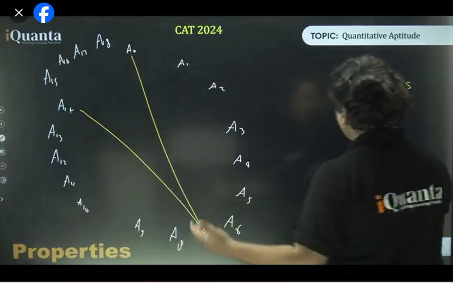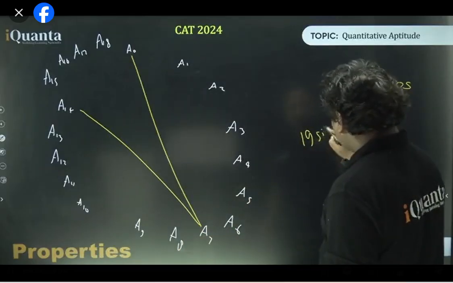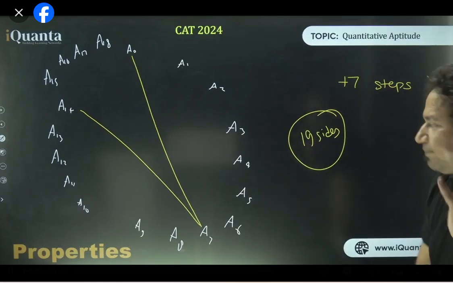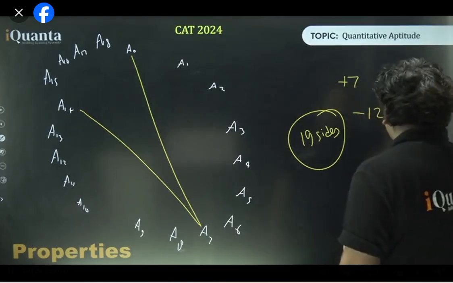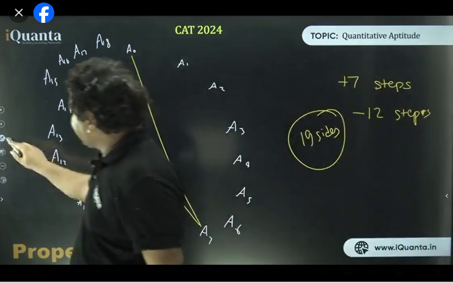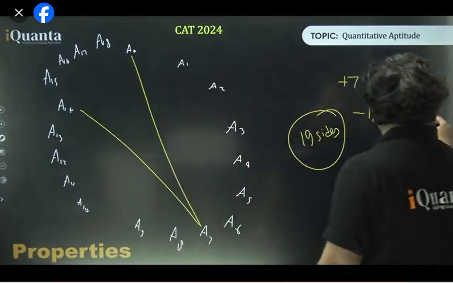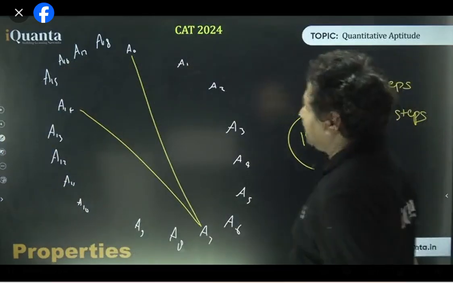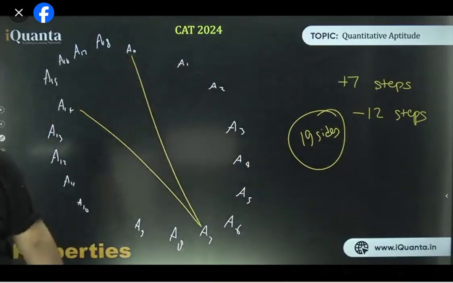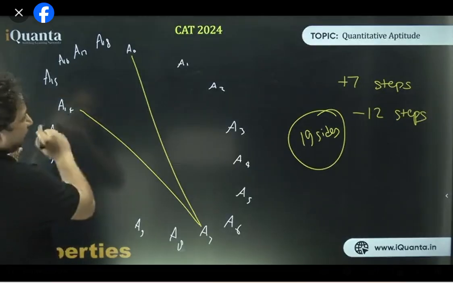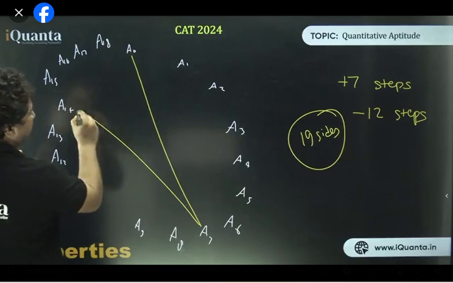Because see, overall it had 19 sides, and if I'm moving 7 steps ahead to go back, I'll have to go to 12 steps below. Isn't it? Either I will move 7 steps ahead or I'll move 12 steps back. That is the only way I can achieve a proper diagram. So, see, those who could not understand earlier, now it's clear. So, if I go back 12 steps, A14 minus 12 is A2. I went to A2.